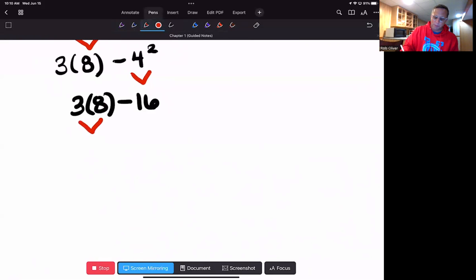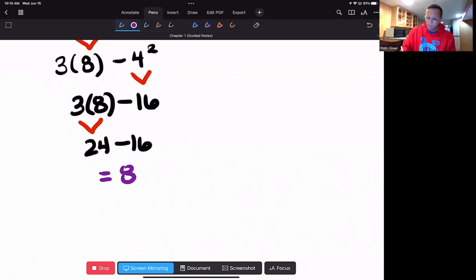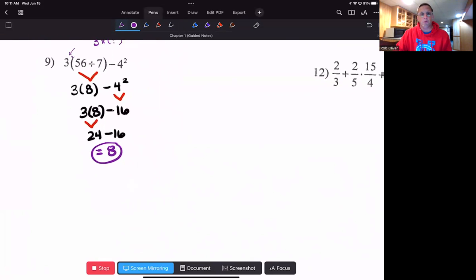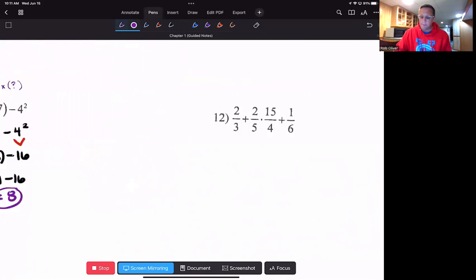And then we're going to do multiplication next. 3 times 8 is 24 minus 16. And then 24 minus 16 is 8. And just like I said, the steps by themselves aren't too tough. We're not doing crazy difficult math. It's just important that you follow the right steps. That's the important thing. Just make sure you follow every step the right way, and you're good.